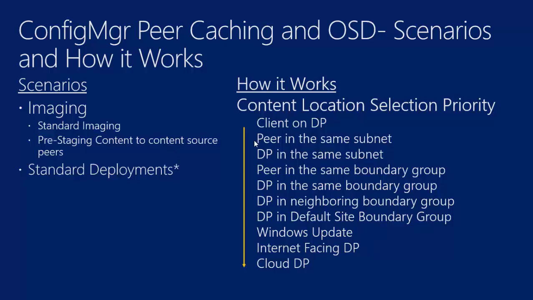So if there's a peer in the same subnet that has the content, we'll use that. Then we'll use a DP that's in the same subnet. Then we'll expand out. If there's a peer in the same boundary group, we'll use that, and then use a DP. And then we start rolling down to neighbor boundary groups, fallback scenarios, all the way down through Cloud DP. So these two scenarios in the middle define your boundary group configuration necessary and define where you can use peers, but it's only in these two scenarios within a boundary group, right? Okay.